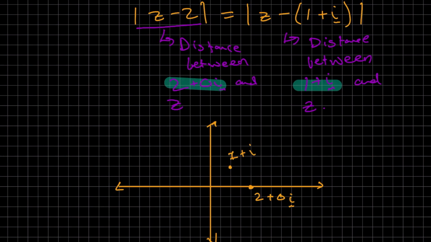That's 1 plus i. Okay, now that we've plotted these 2 points on the diagram, we have to determine what point z will give us the exact same distance from it to 1 plus i and from it to 2 plus 0i. And intuitively, you should realize that the point where it will be equally distant to both these points would be in the middle of these 2 points. So if we were to draw a line joining these 2 points, we know that the middle of this line would be where the distance from z to 1 plus i and the distance from z to 2 plus 0i would be the same.